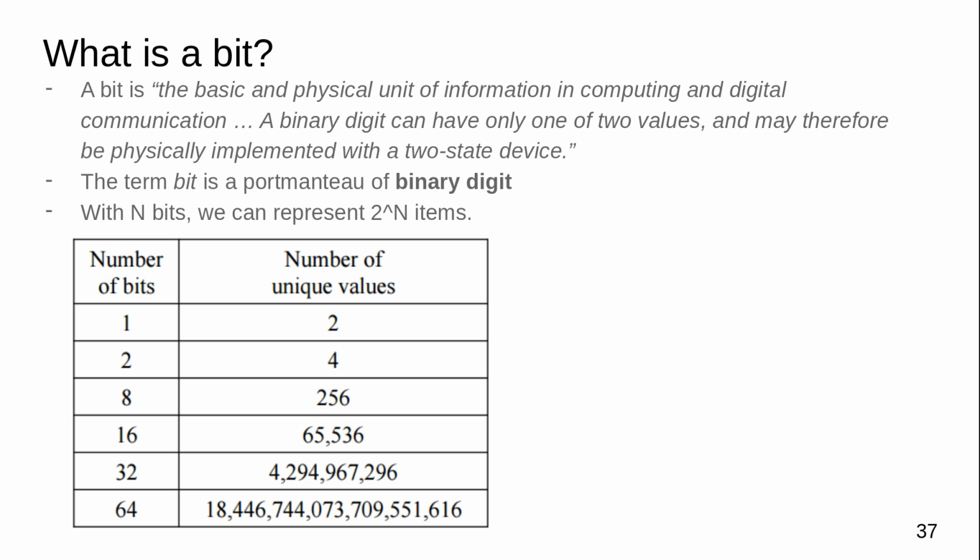It has two states. So there's the concept of binary values, which are a sequence of binary digits, right? With n bits in order, we can represent 2 to the n items. So if we have 1 bit, there's only 2 unique values that we can represent, right? Because that 1 bit either has the state of being turned on or off, right? A 1 or a 0.